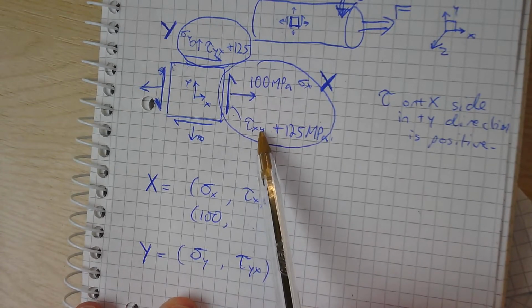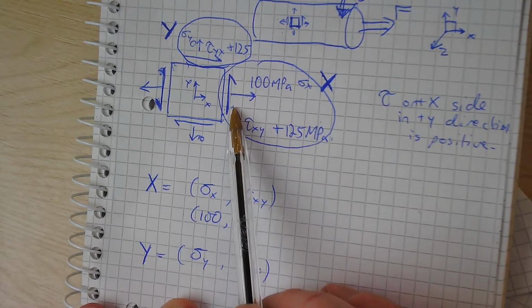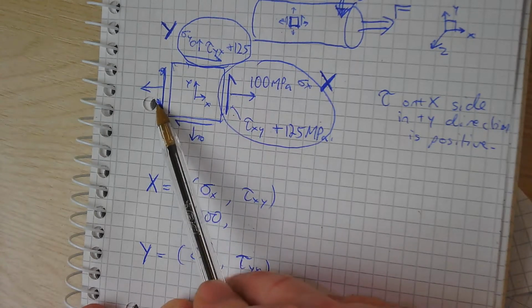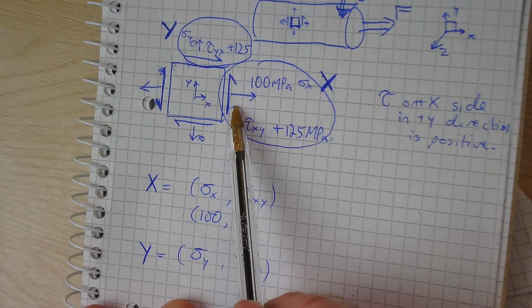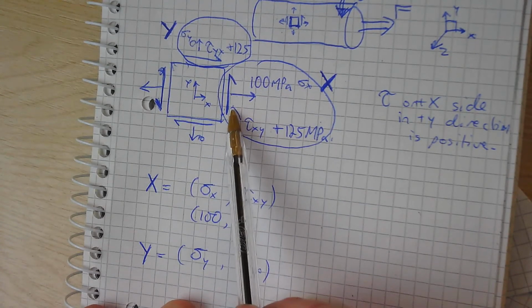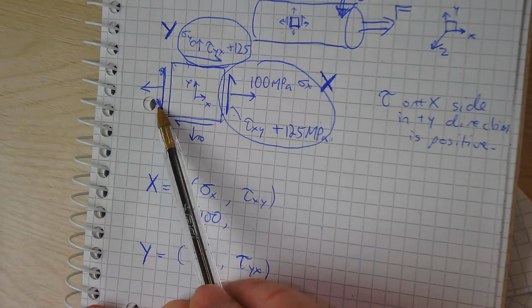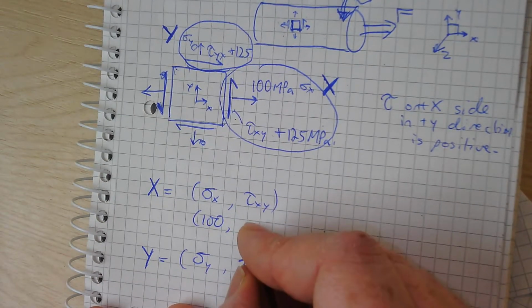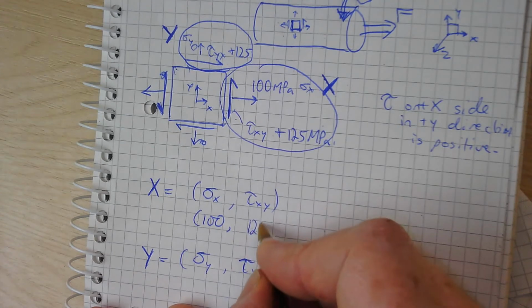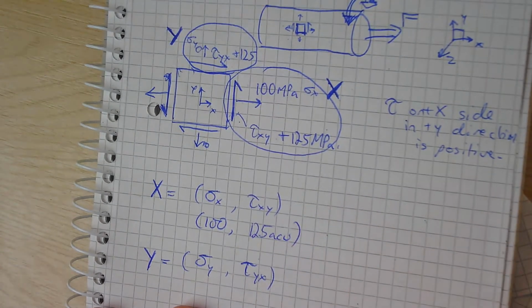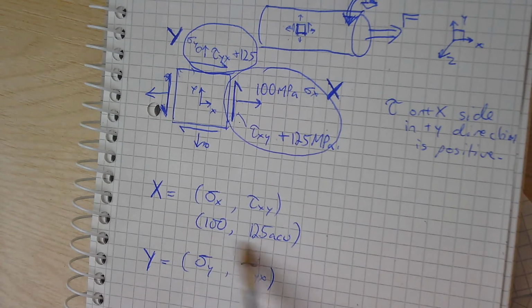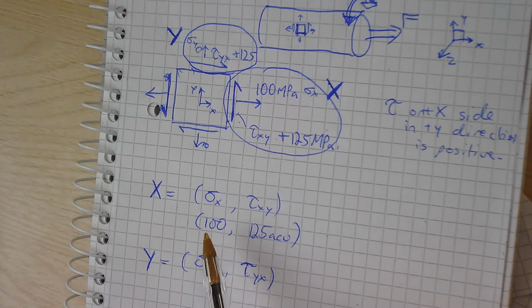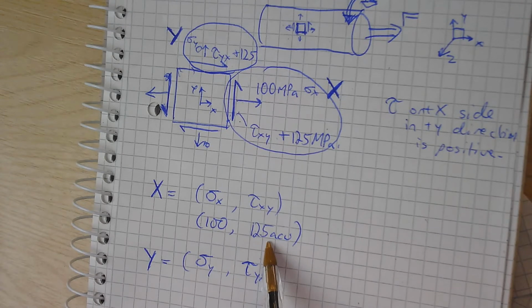So in this case, is tau xy clockwise or anti-clockwise? This pair of half arrows are both tau xy. Would they tend to rotate the element clockwise or anti-clockwise? Anti-clockwise, yeah. So tau xy here is 125 anti-clockwise. Okay, so that's my x point for generating Mohr's circle. Normal stress is 100, shear stress is 125 anti-clockwise.